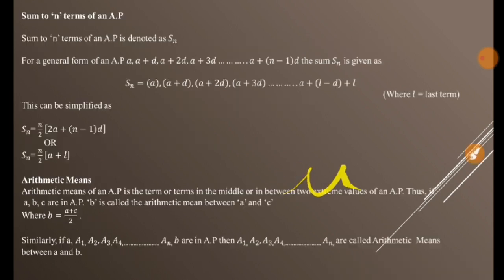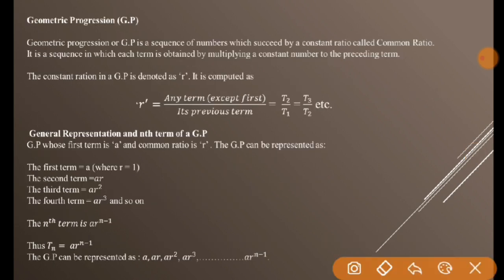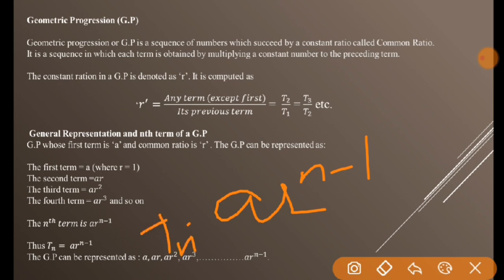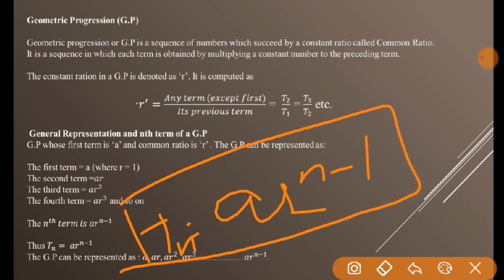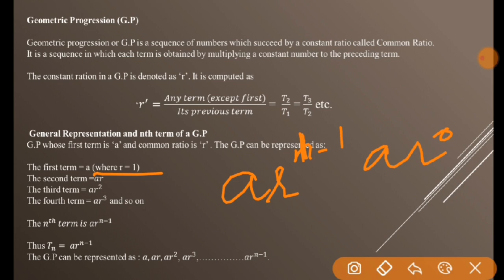See, it is nothing but AR to the power n minus 1, okay? So here Tn is equal to AR to the power n minus 1. To find the nth term we are using the formula Tn is equal to AR to the power n minus 1, okay? If you are considering n as 1, it will be 1 minus 1, AR to the power 0. That is how we are getting A in the first term, okay?